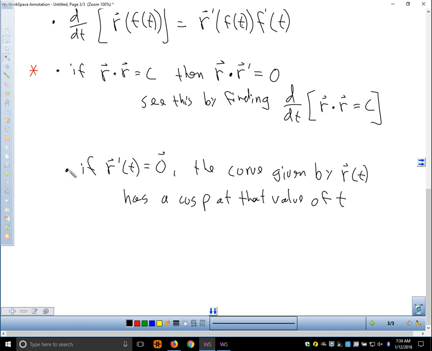And so what this tells us is r of t is smooth where r prime of t is not 0. The 0 vector is the vector where all components are 0. So a smooth curve is going to have r prime of t not equal to the 0 vector.